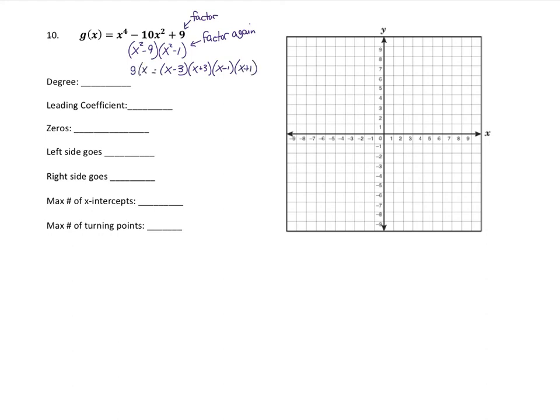So now we've got 4 factors. Our degree is 4. Our leading coefficient is positive 1. Write your zeros in. We're going to have positive 3, negative 3, positive 1, and negative 1.